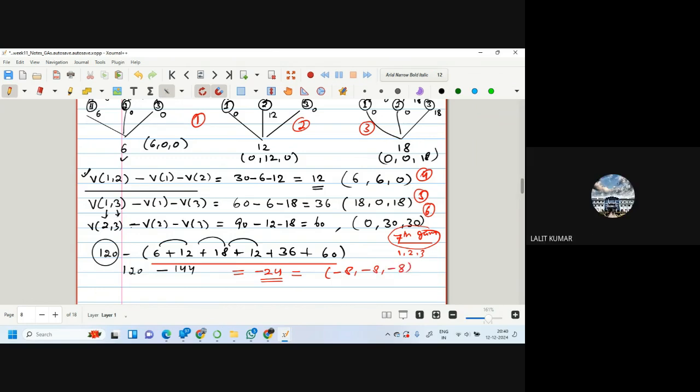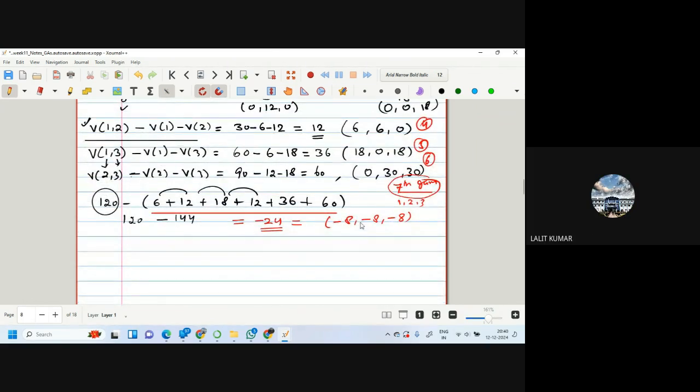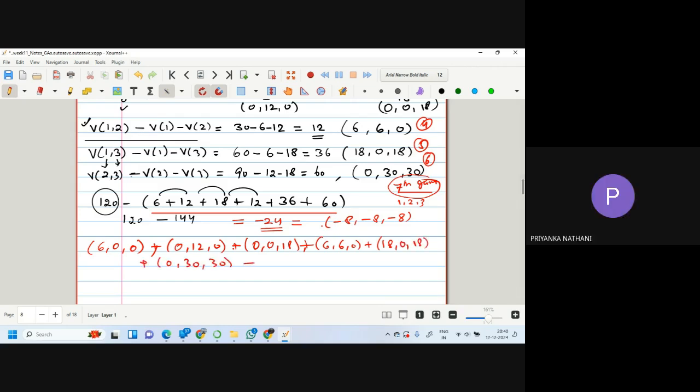Now, to get the Shapley values, what do we do? We have these games: 6, 0, 0; 0, 12, 0; 0, 0, 18; plus 6, 6, 0; plus 18, 0, 18; plus 0, 30, 30; plus minus 8, minus 8, minus 8.